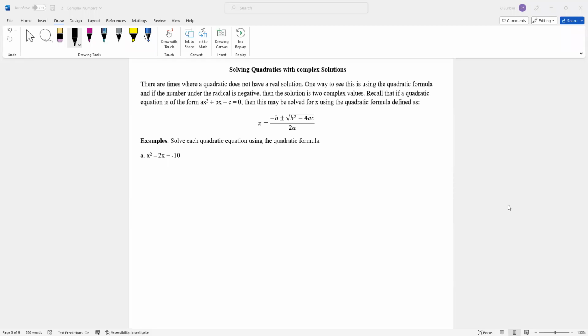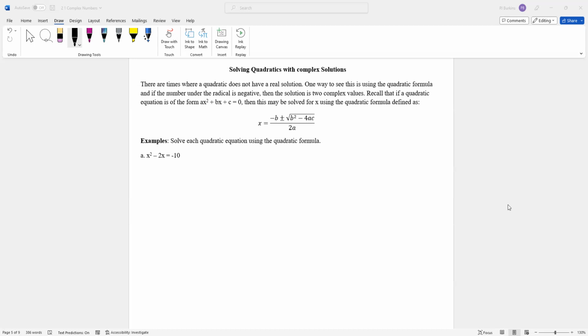Right. In this video, we're going to talk about solving quadratic equations that have complex solutions. Unfortunately, a quadratic equation doesn't always have two real solutions. Sometimes it has one, sometimes it has two, sometimes there are none, right? So you might hear there's two real roots, one real root, or two complex roots. Okay.